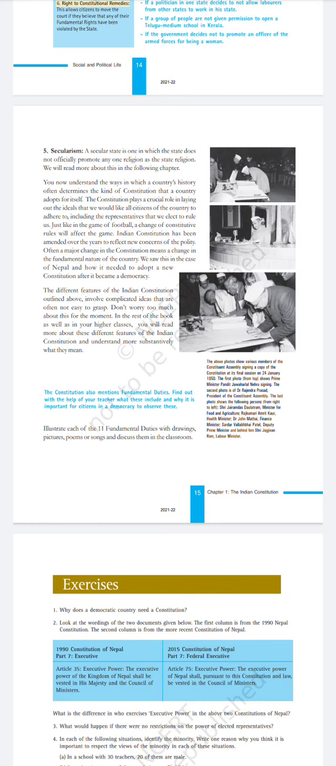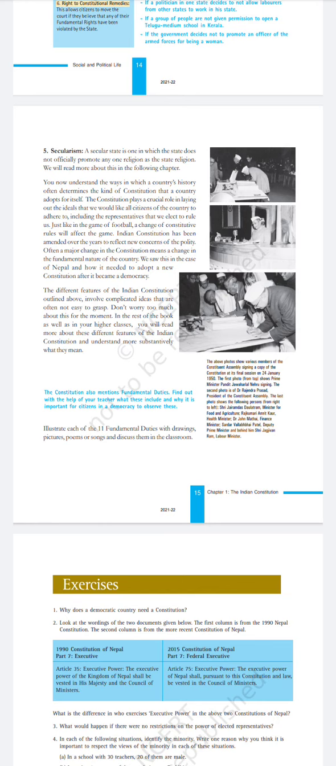Often, a major change in the constitution means a change in the fundamental nature of the country. We saw this in the case of Nepal and how it needed to adopt a new constitution after it became a democracy. Take a look at these images. The above photo shows various members of the Constituent Assembly signing a copy of the Constitution at its final session on 24 January 1950. The first photo from top shows Prime Minister Pandit Jawaharlal Nehru signing. The second photo is of Dr. Rajendra Prasad, President of the Constituent Assembly.